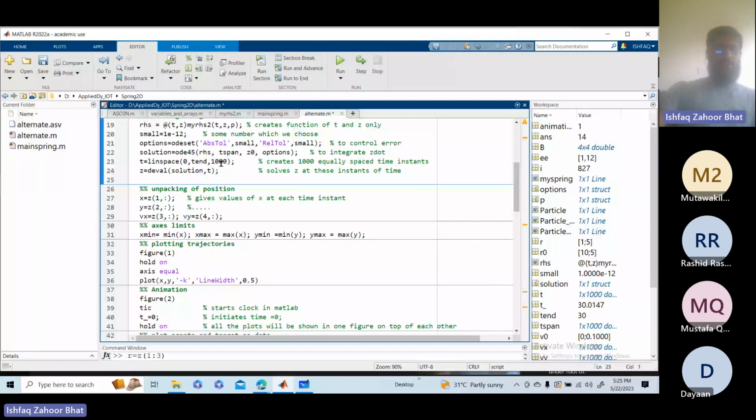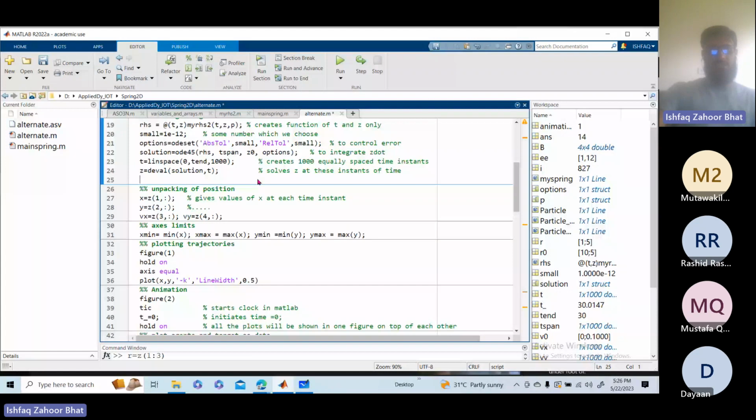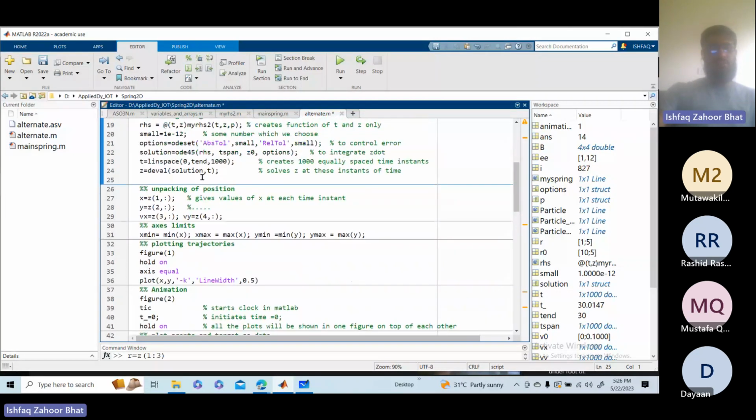If someone has not attended the last time, I would highly recommend going through that lecture, so that you will understand what I mean by these three lines. What is happening in these two or three lines, you will understand from the last lecture. Once we get the Z value, which in itself contains X, Y, and Vx, Vy, we are unpacking these things. We are taking X as Z of 1.